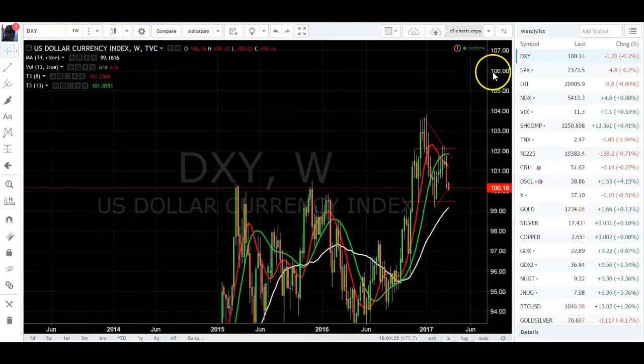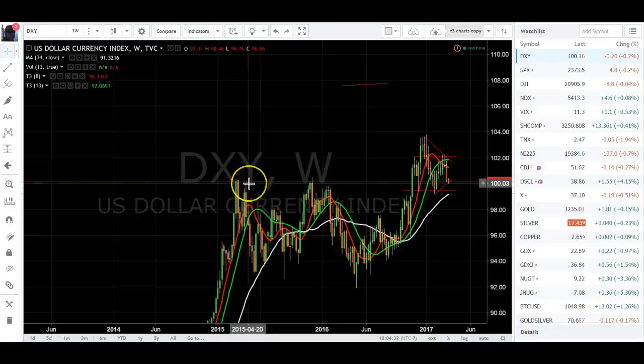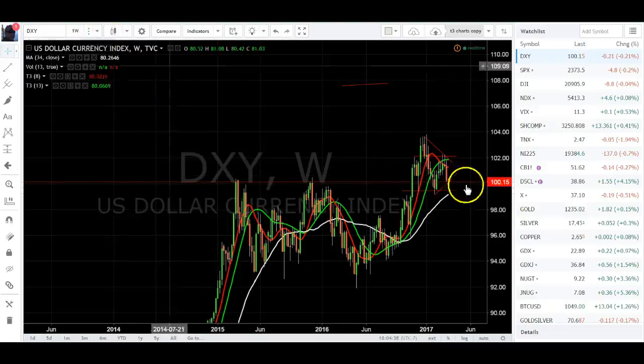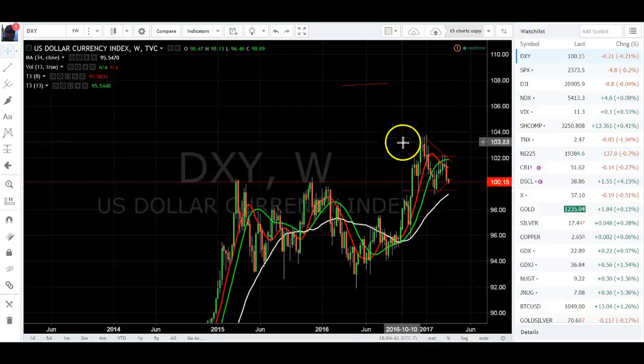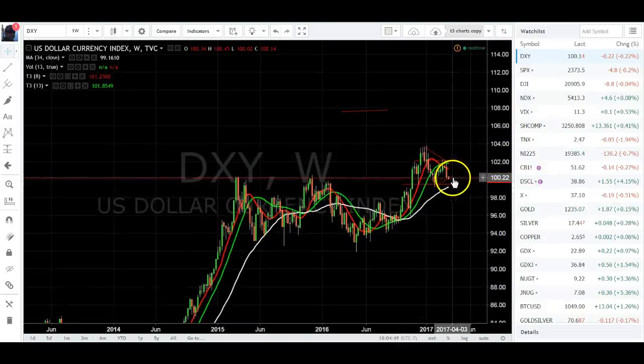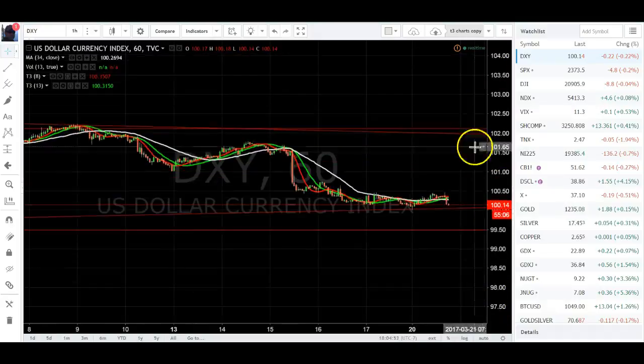And for the week so far, there's plenty of support on previous highs. So we'll see what happens here. But it looks like a head and shoulders top on a weekly chart. Looks like it's escalating down. Let's get into the hourly and see what's going on here.